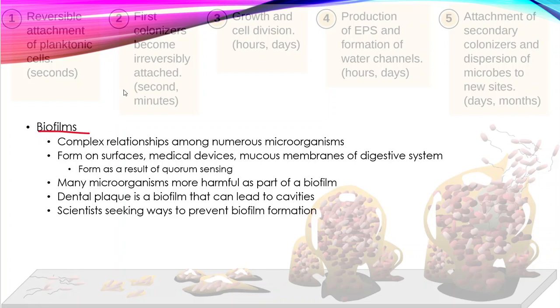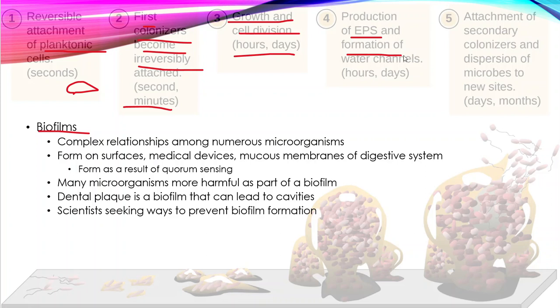Biofilms, we talked about that. Reversible attachment: planktonic cells are just cells that attach themselves to a surface, such as your teeth. These guys eventually glue themselves there. They're irreversibly attached, and this can be done in minutes. They grow, they divide over the next little bit. These guys are going to form this EPS, and they're going to form these water channels. And then eventually these guys are going to have groups that leave and go and colonize new sites.